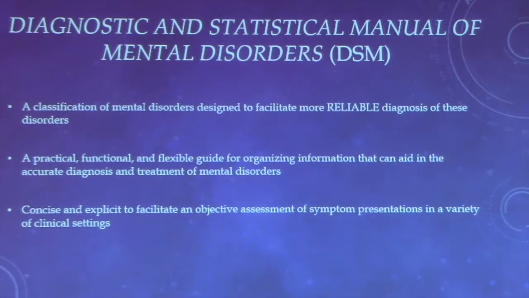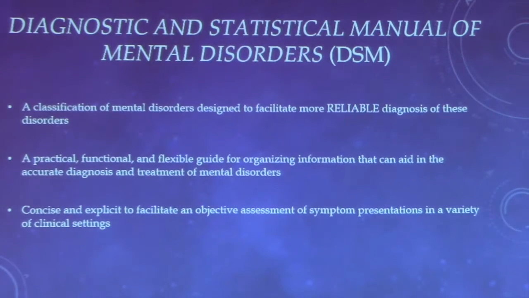So what is DSM? It's the Diagnostic and Statistical Manual of Mental Disorders. The goal is to make sure that we have more reliable diagnosis. It's supposed to be a very practical, functional guide. It organizes information in one place, so that we can treat the disorders better. It's supposed to be very concise and explicit, which I think it is in a way. So it's supposed to give us an objective assessment of symptoms. That's why checklist psychiatry has come in.